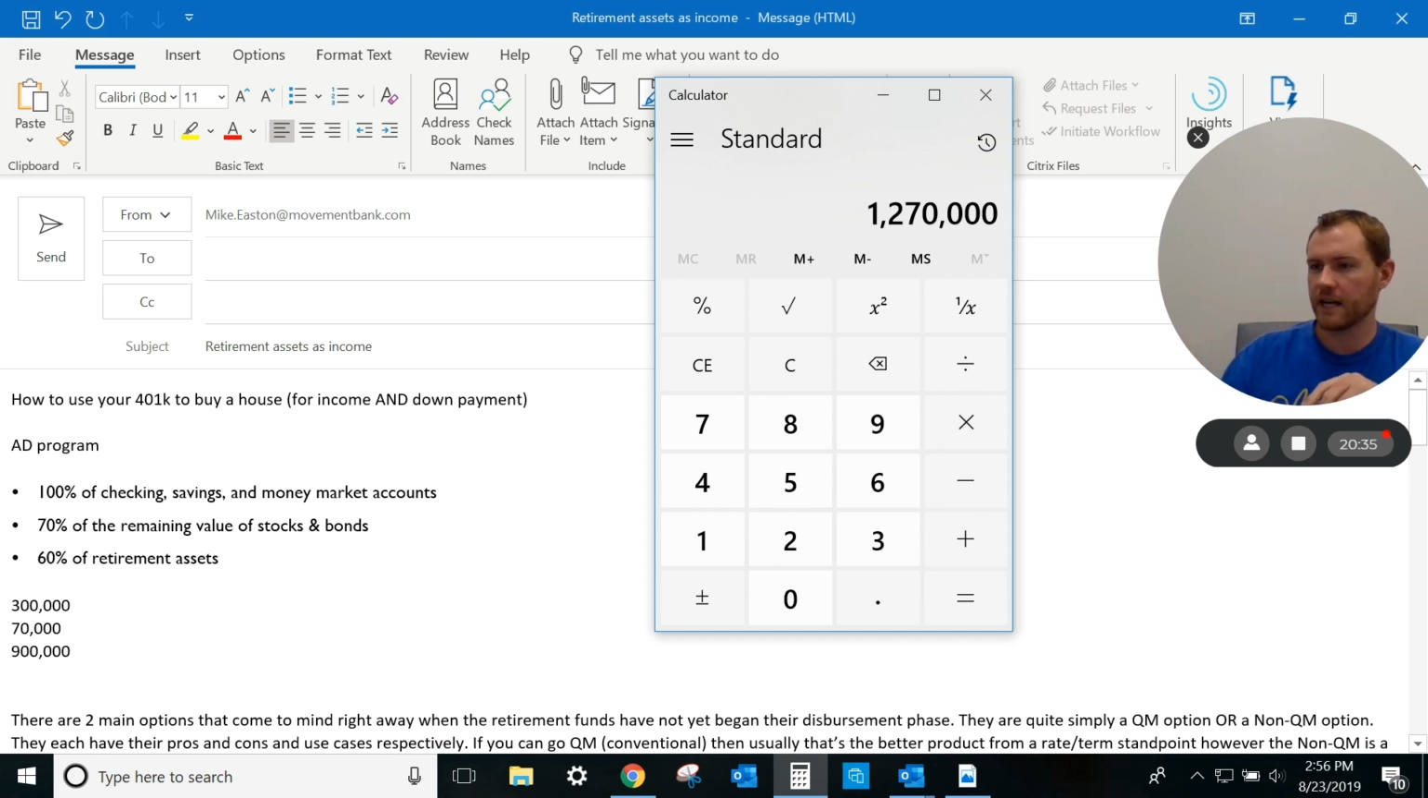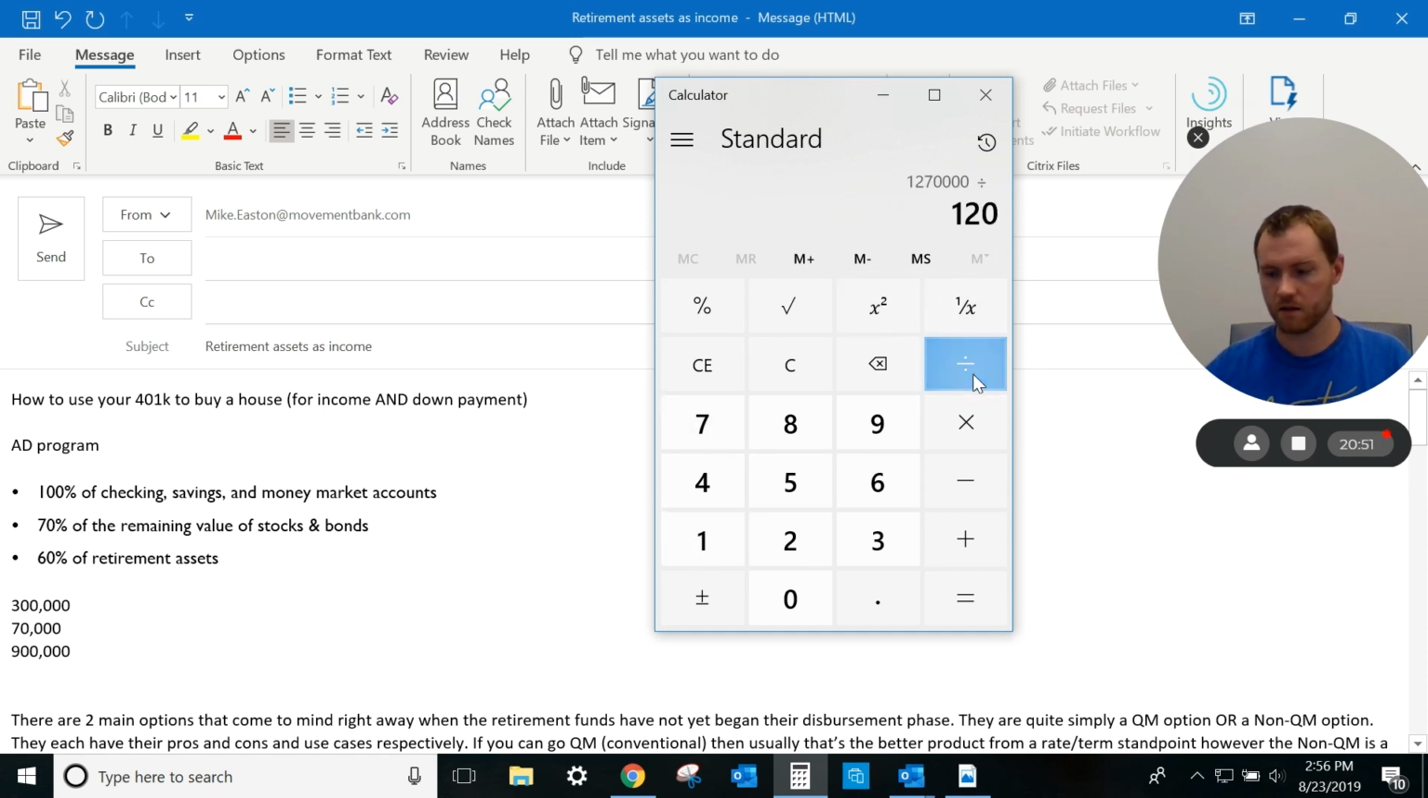And so then the income calculation for this method is just net qualified assets, which we arrived at a lot easier and a lot more favorably. Net qualified assets divided by 120 months. So divided by 120.